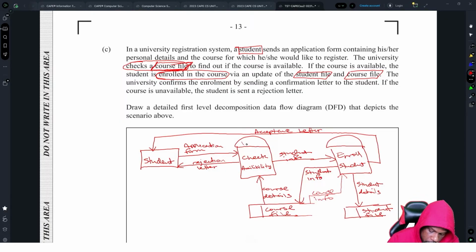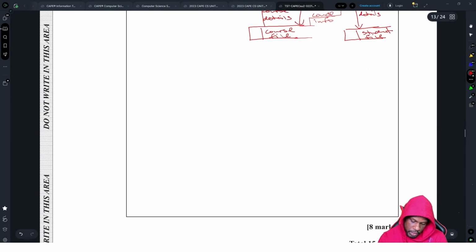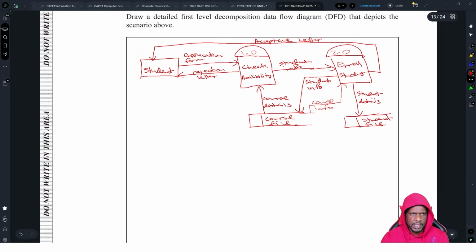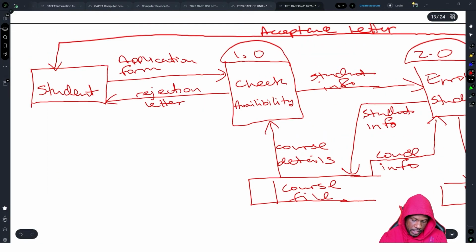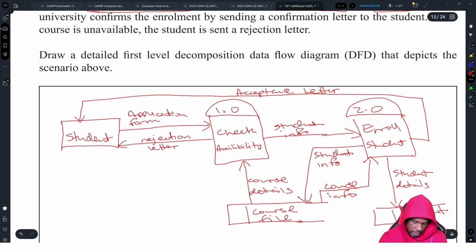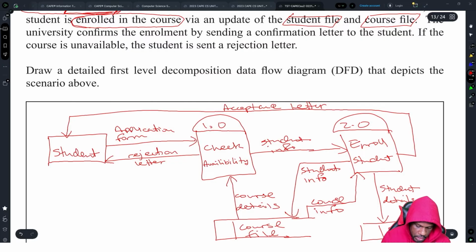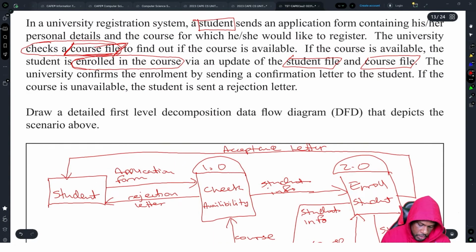So name it 1.0 and 2.0. Cool. It wasn't as easy as I thought it would be. I thought it would be a little easier than this, but it was a little technical to go through the paragraph. Sometimes it might be given in point form, but this is basically it. So again, if you have enough time in the exam, go through the paragraph and make sure you read through what is taking place. Student sends in the application form, personal details for the course.